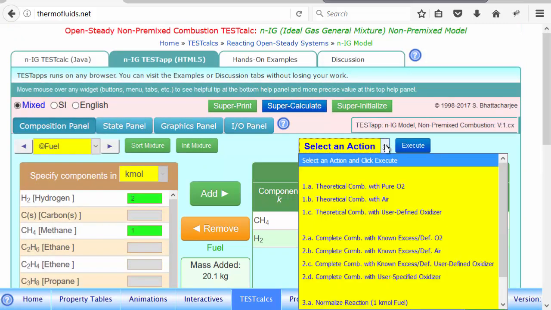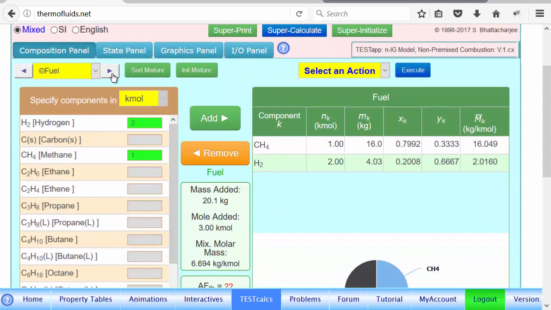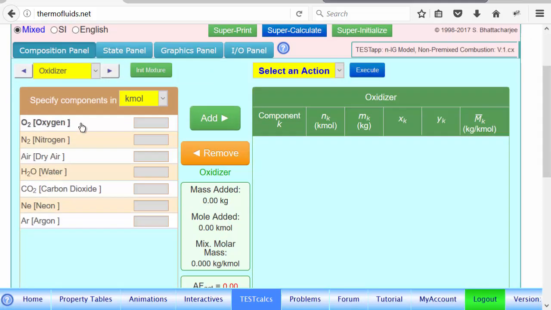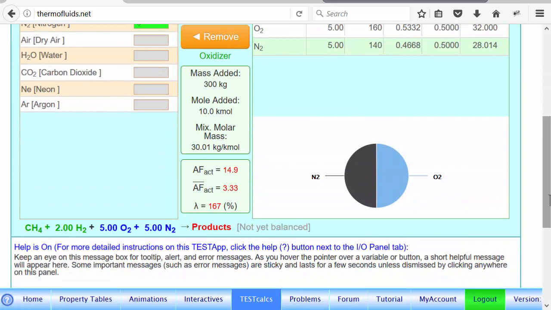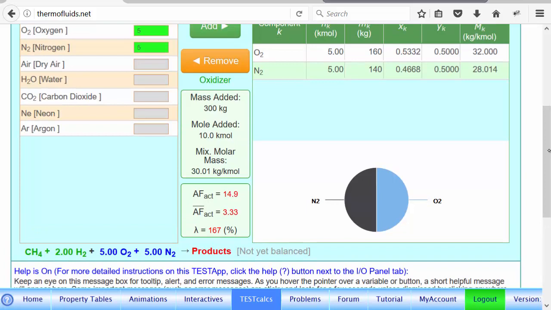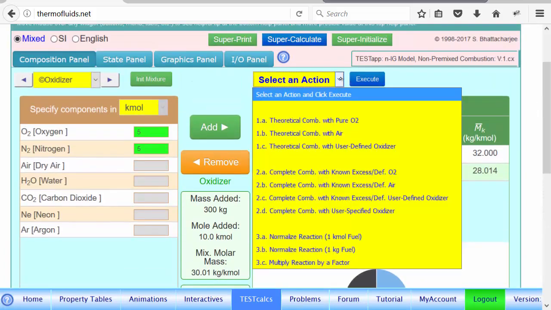We could select one of those standard options, but no, this time we know what the oxidizer is. Suppose it's given that 5 kilomoles of oxygen and 5 kilomoles of nitrogen are flowing into the combustion chamber, let's say every second. So we have the fuel mixture flowing in, we have the oxidizer mixture flowing in, and we know their compositions. So how do I balance this reaction now? All you have to do is that we know the fuel and we know the oxidizer, and then we can find the appropriate option.